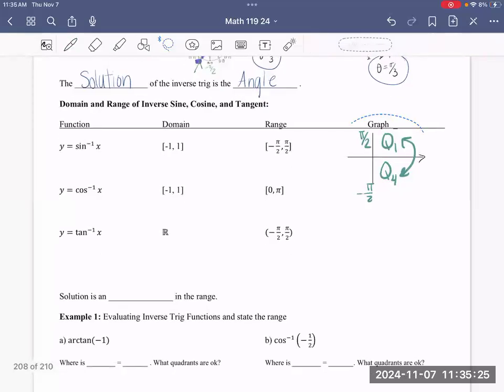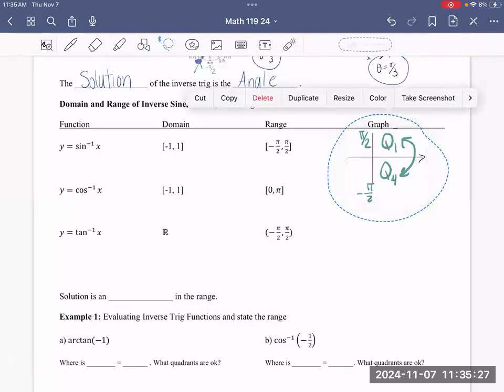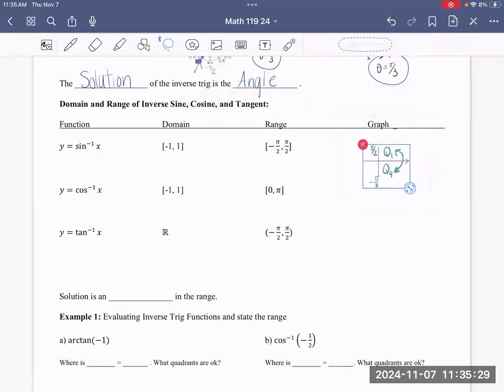And I should have made this graph just a little tinier because I didn't give us a whole lot of room. There we go. Let me do it again here.